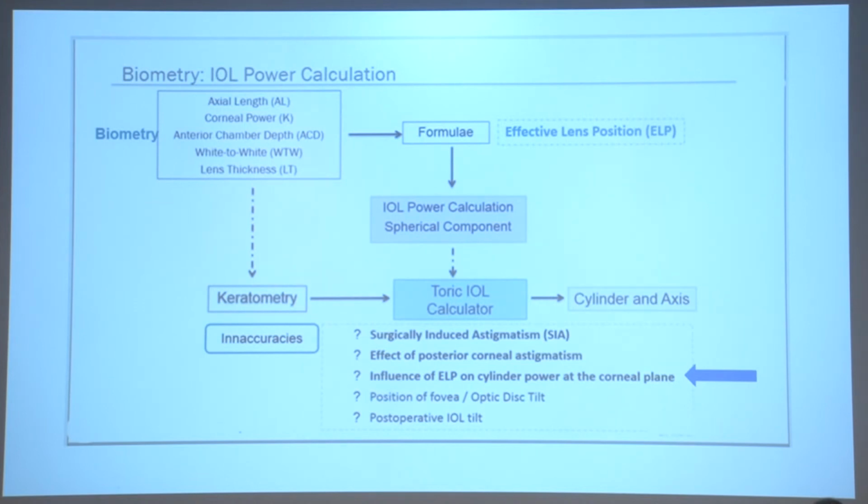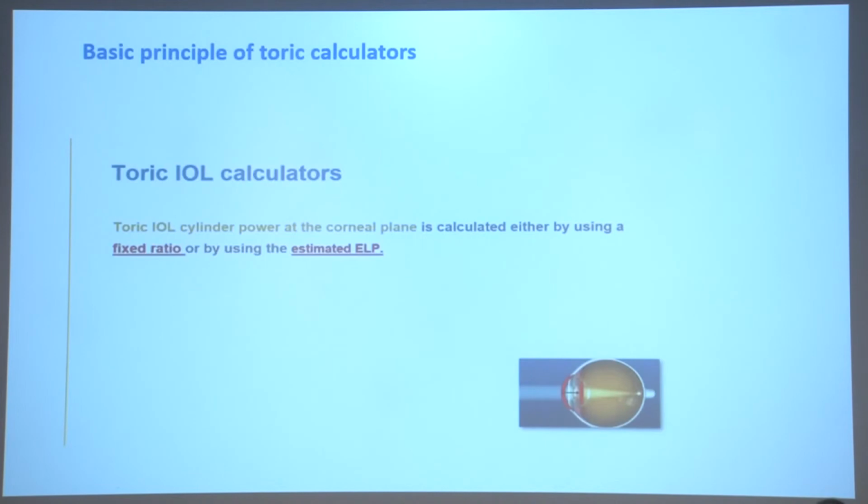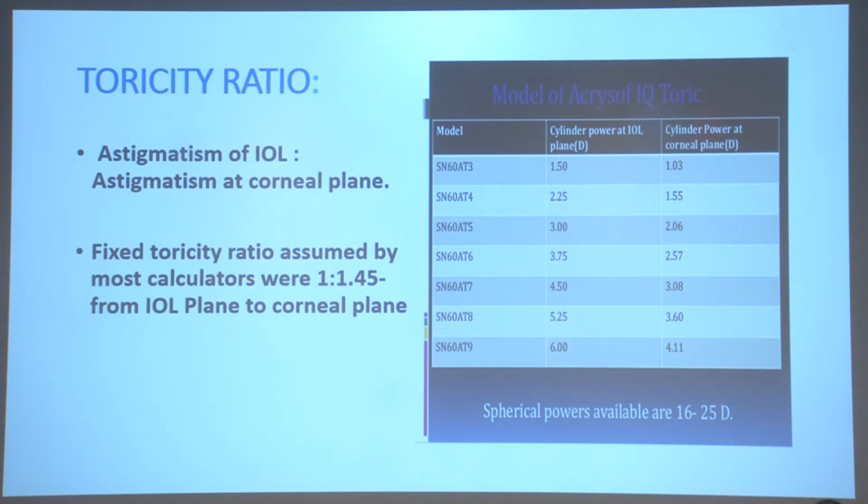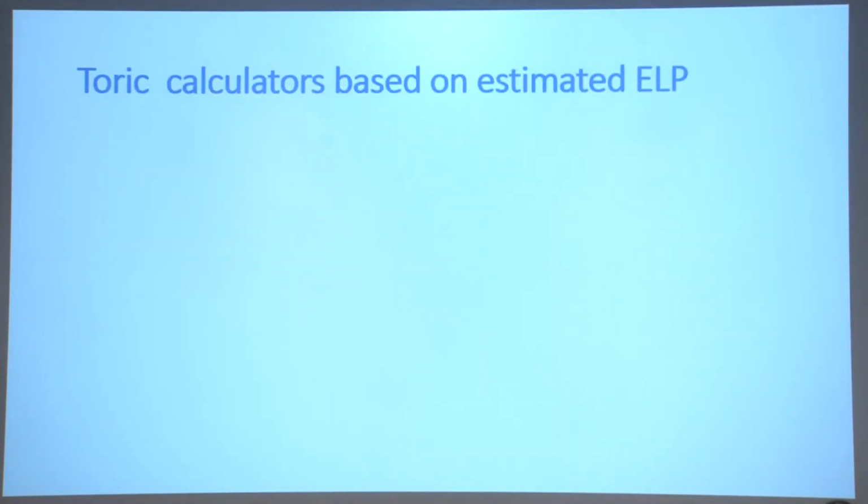Going to the third thing: the influence of effective lens position on cylindrical power at the corneal plane. This is mainly important for understanding which toric calculator you have to use, because toric calculators are based on two phenomena. One is the fixed ratio and the second is the estimation of effective lens position. What do you mean by fixed ratio? Your IOL power astigmatism has to be an astigmatism at the corneal plane. That has to be considered. The fixed ratio toricity means 1:1.45. So 1.45 of the IOL plane correction will correct one diopter at the corneal plane. And certain toric calculators are based on the estimated ELP.